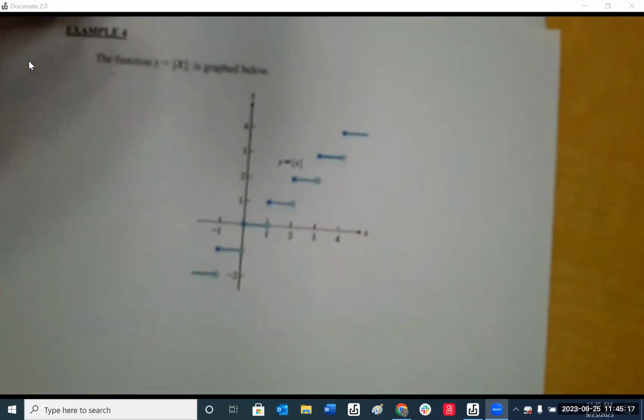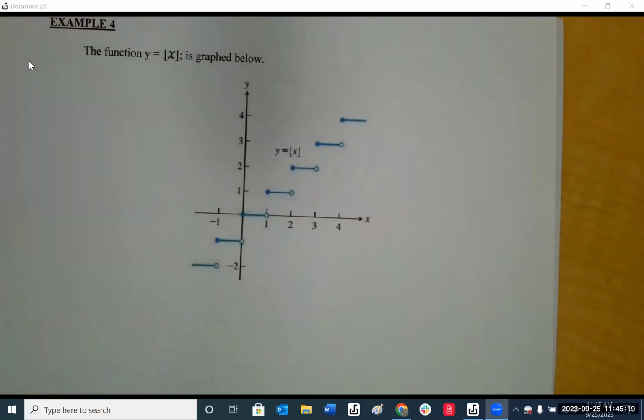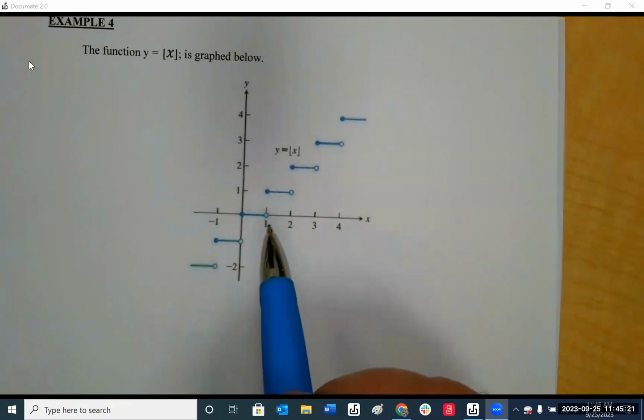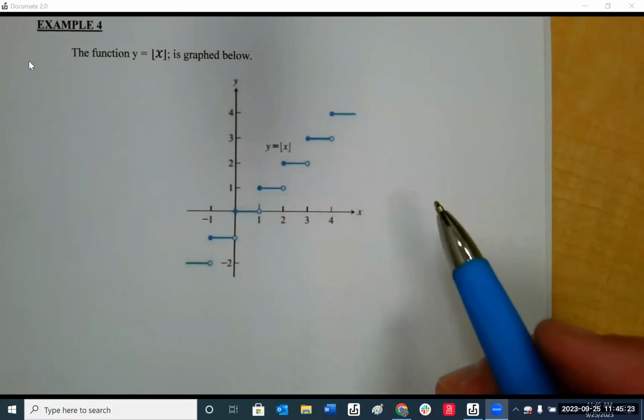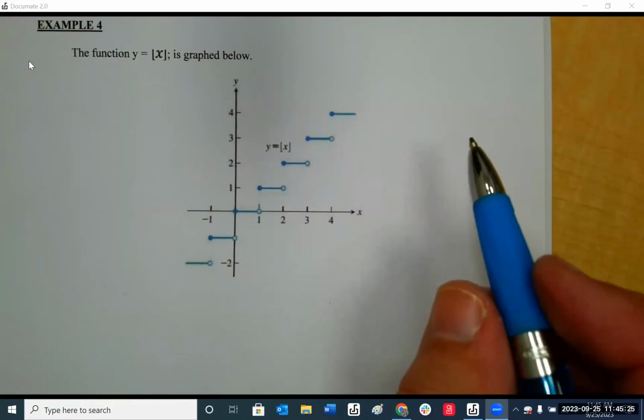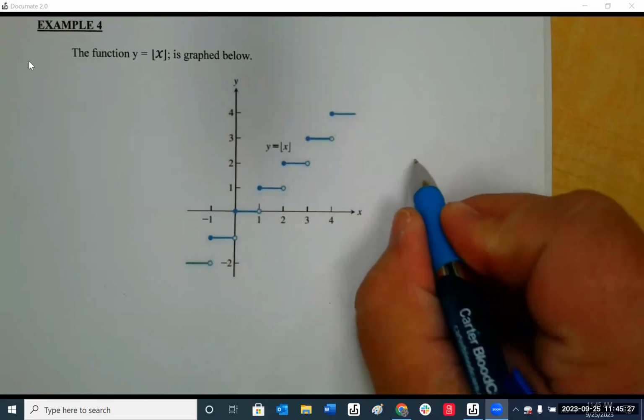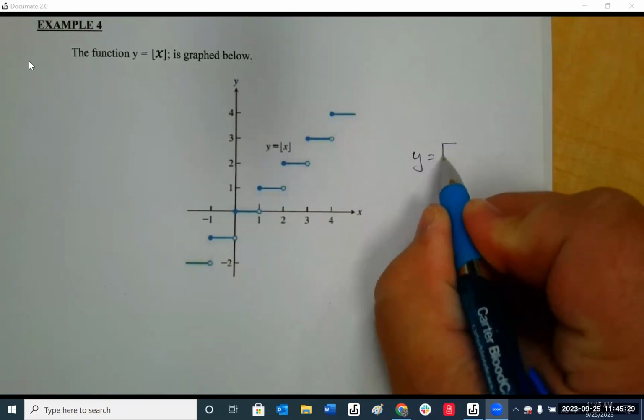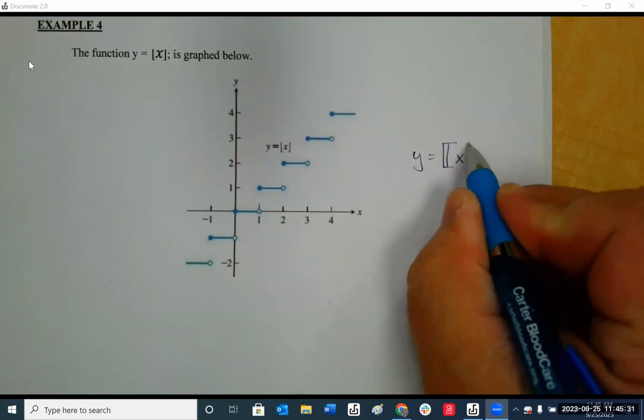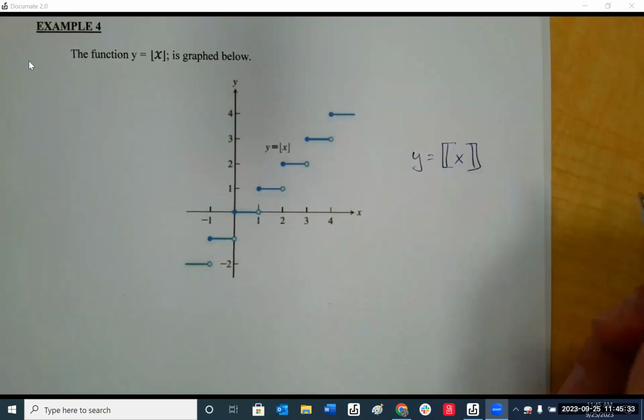Look at this example. The function y equals the greatest integer value of x is graphed below. This is the notation for it.